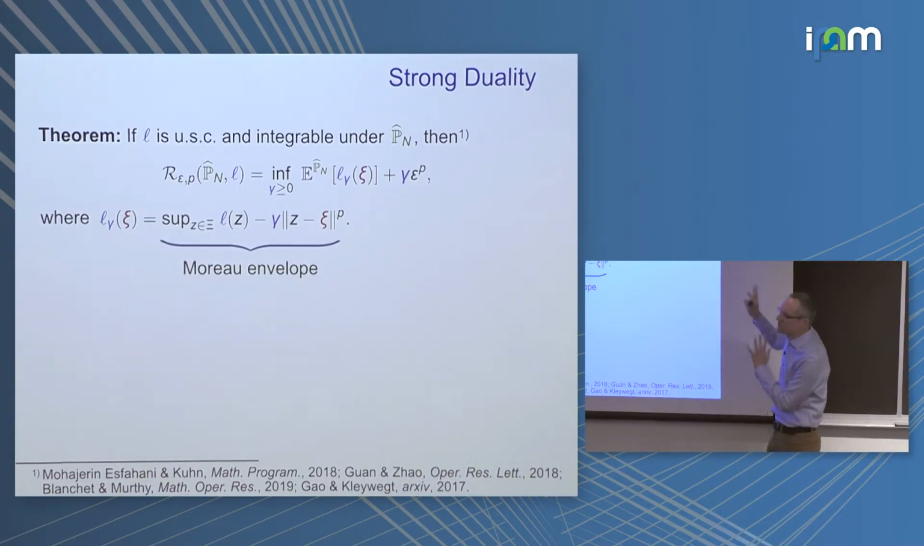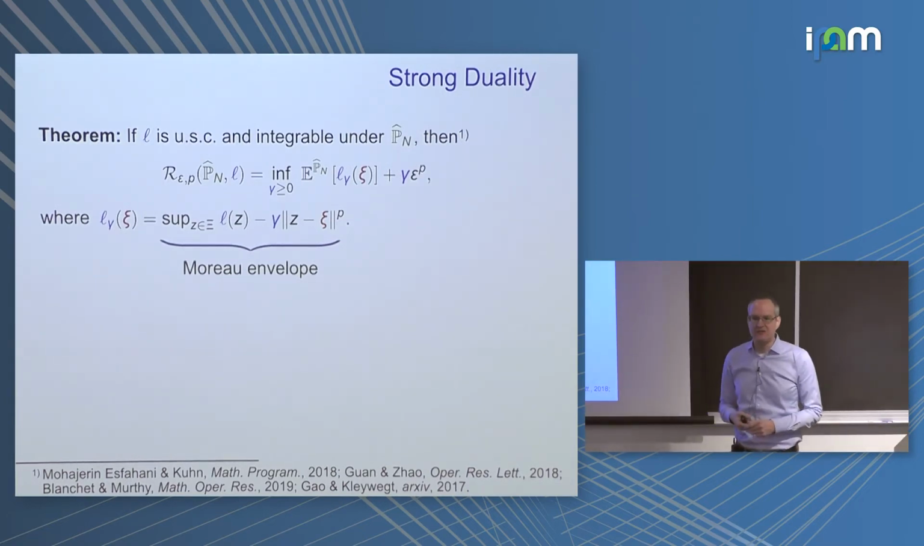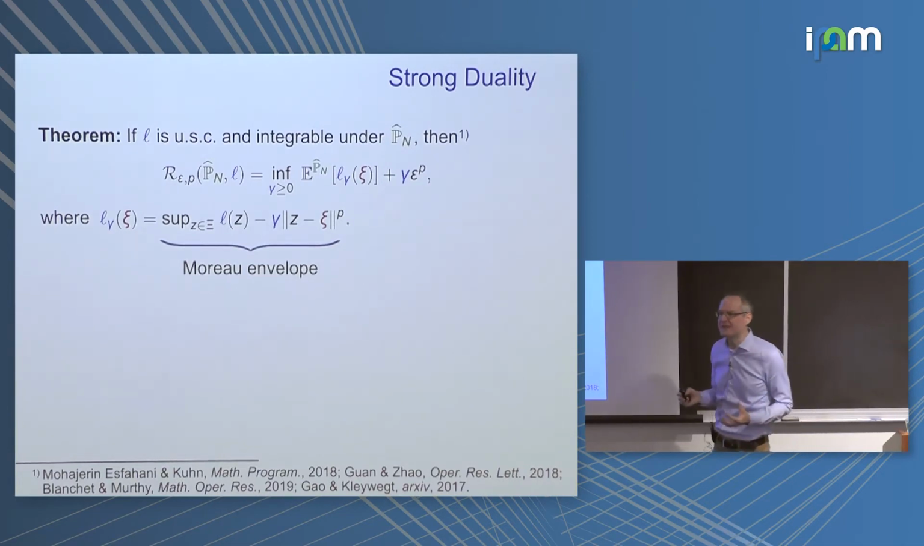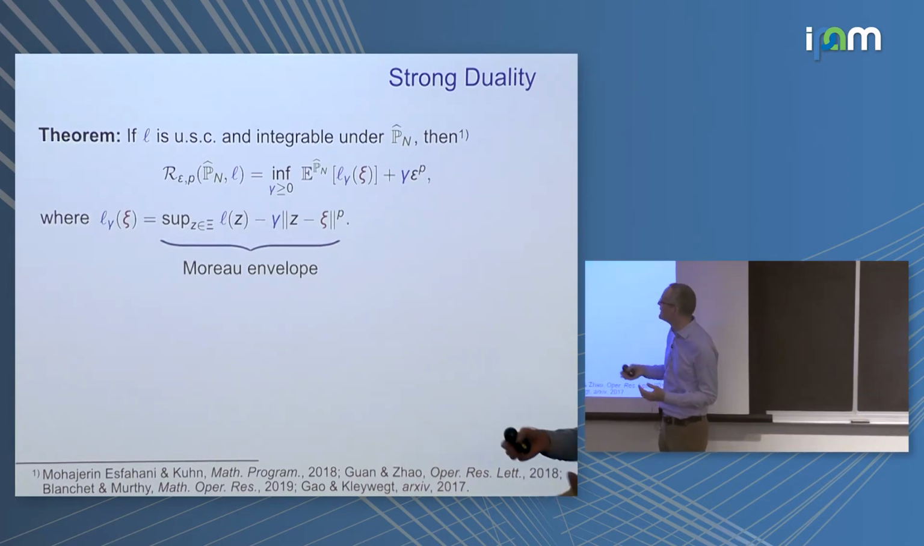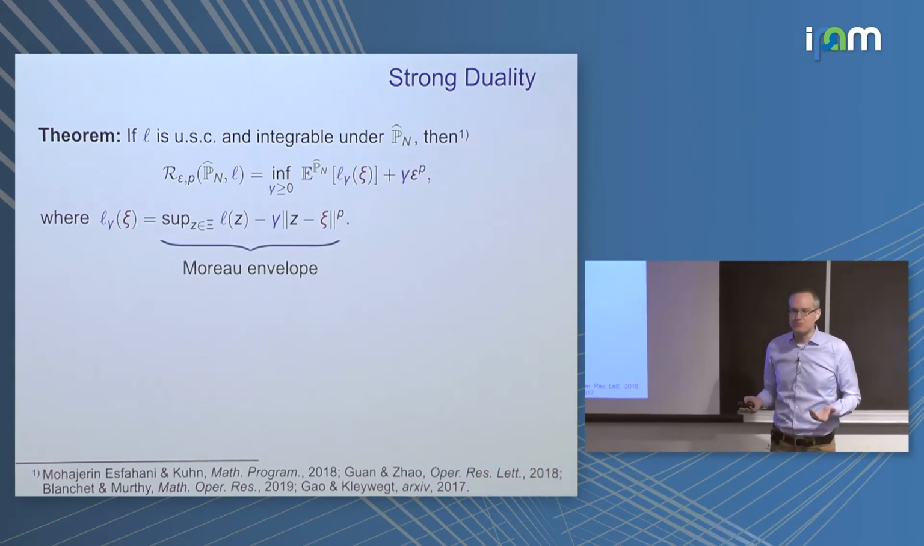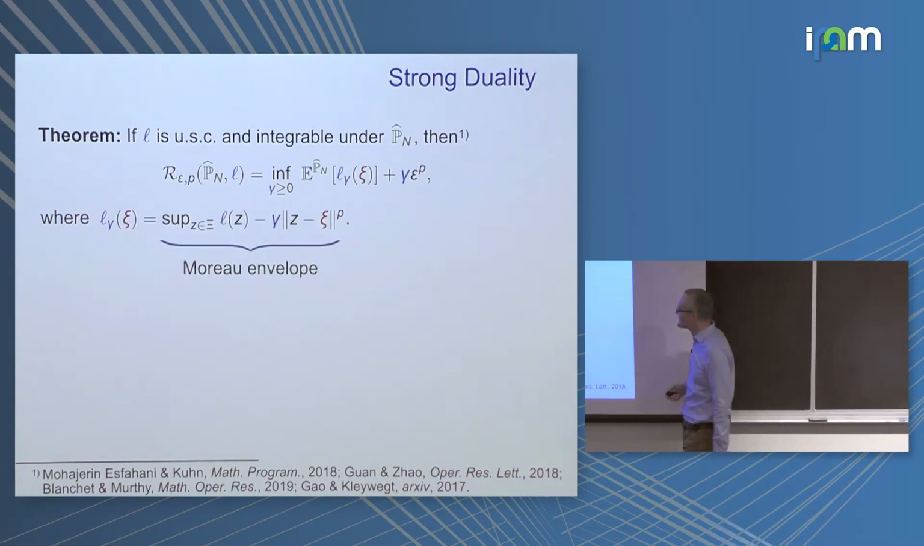So this result was first derived just for p equals 1 and for discrete nominal distributions on finite dimensional spaces, but it was later significantly extended to arbitrary p's and to arbitrary nominal distributions, even on Polish spaces. So this is a very general result.